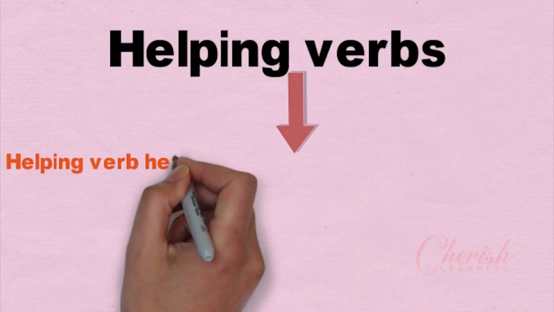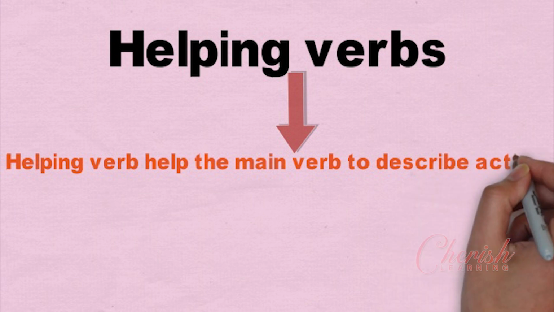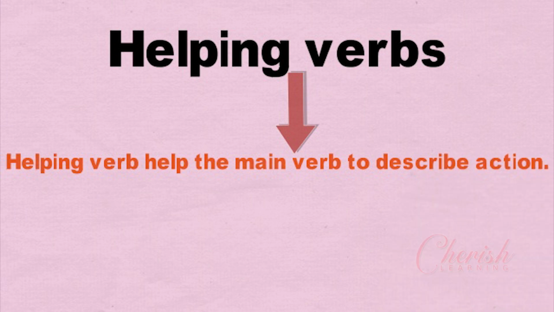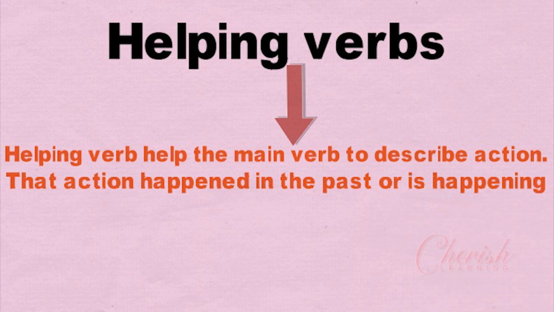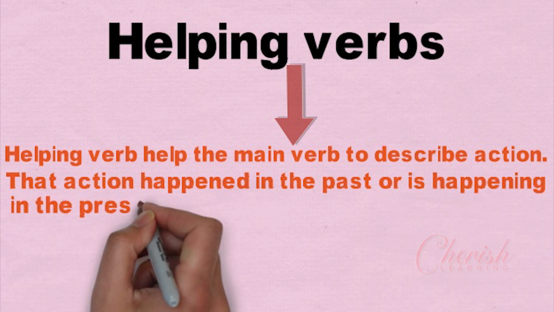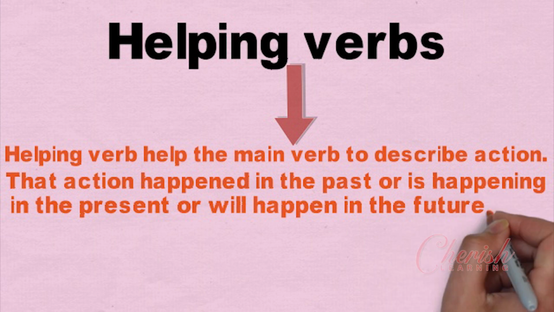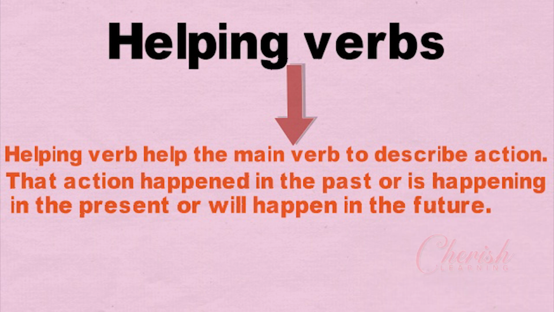Now, helping verbs. Helping verb help the main verb to describe action, and that action happened in the past or is happening in the present or will happen in the future. Now what does it mean? It means helping verb से ही हमें पता लगता है कि action present में हुआ है या past में हुआ था या future में होगा.